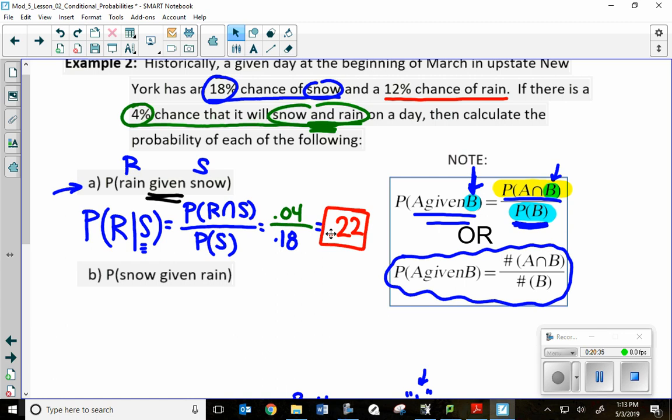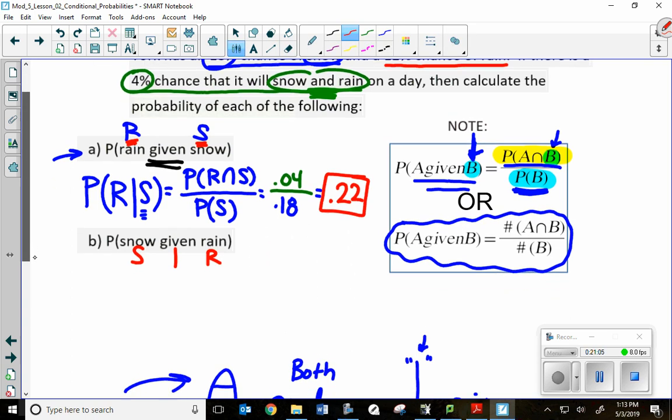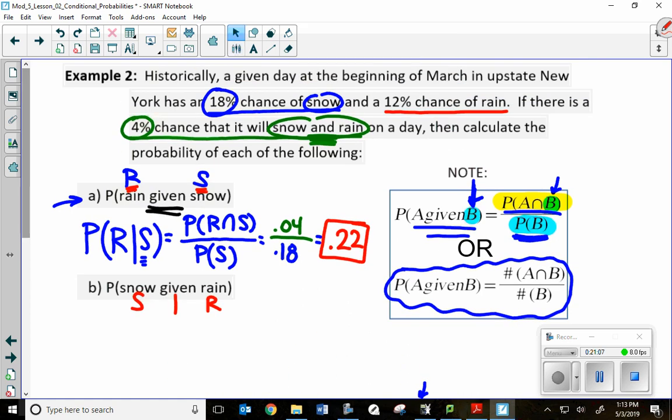All right, let's look at part B. The probability that it snows given it rains. Now, again, we switch these, and we just learned they are not necessarily equal. It's not just automatic. Oh, we already have that, it's 0.22? No, they're not the same. Maybe it comes out to be the same. Maybe there will be a coincidence, but chances are it will not. But let's check it out anyway.